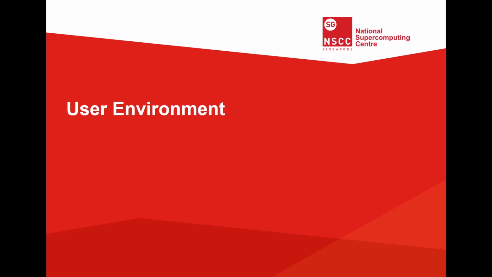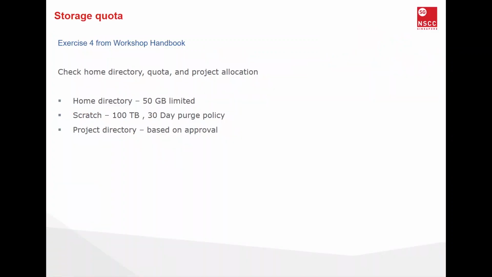Let's talk about the user environment. Each user, once they log into the system, will get a home directory of 50 GB and scratch with 100 TB, which again has a 30-day purge policy, which we have just seen when we logged into the system. And there is a project directory based on approval. Whatever the approved amount of storage is will be allocated to the project directory. The quota information can be seen with the quota commands. I will show it later.